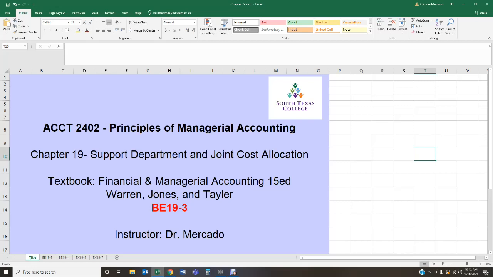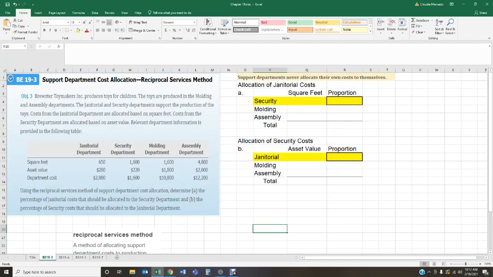Okay. Now, the first exercise that I'm going to cover is BE 19.3. This is basic exercise 19.3. Okay. I've got it here for you. Now, this deals with support department cost allocation using the reciprocal services method. It says Brewster Toy Maker produces toys for children. The toys are produced in the molding and assembly departments. The janitorial and security departments support the production of the toys.